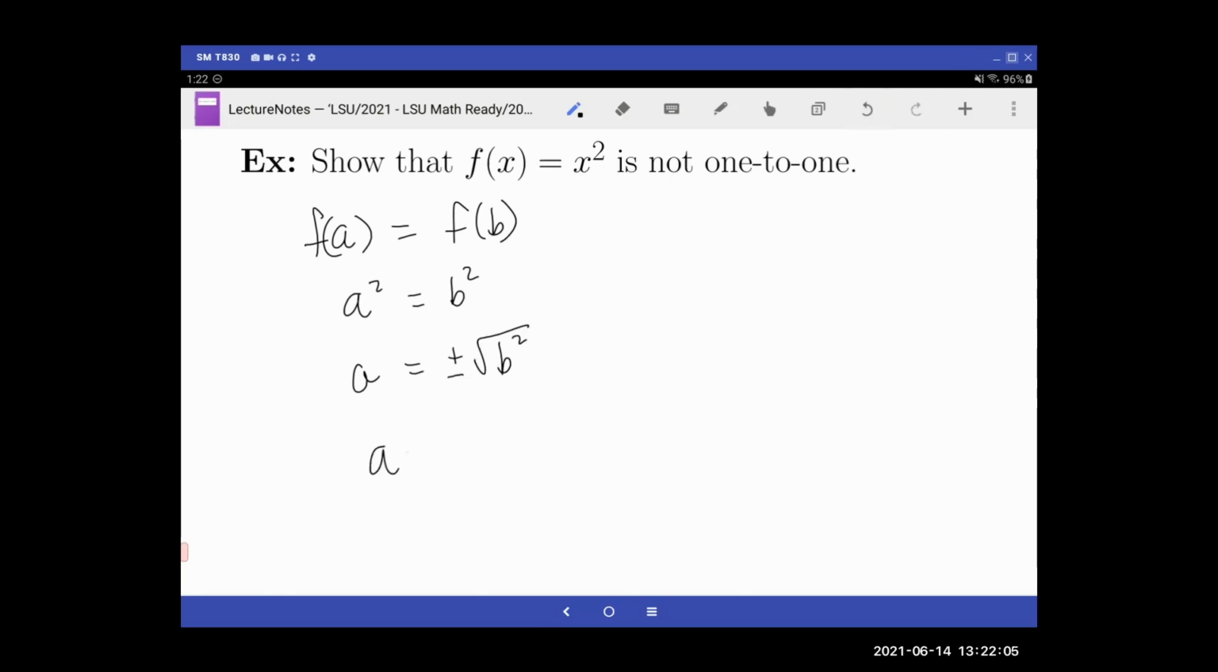So let me just jump to the conclusion here. a equals both positive and negative b. All right, that is not a equals b, right? That's very different. a could be two different things, a positive and a negative b. So we would say that this one is not one-to-one because we did not get a equals b.